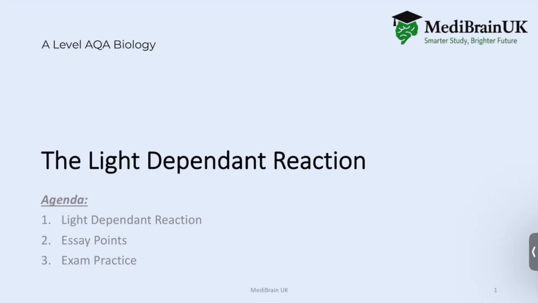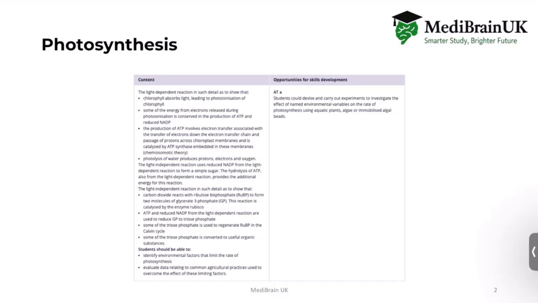Okay, so we're going to be looking at the light-dependent reaction. Now, the light-dependent reaction is basically a stage in photosynthesis. Okay, and there are two stages in photosynthesis. In photosynthesis, you have your light-dependent reaction, which over here is shown by this part of the spec. And then you have another reaction, which is known as the light-independent reaction. That is also known as the Calvin cycle. Okay, and that we will be looking at in our next A-level biology year 13 lesson. Okay, and that's shown by this area of the spec.